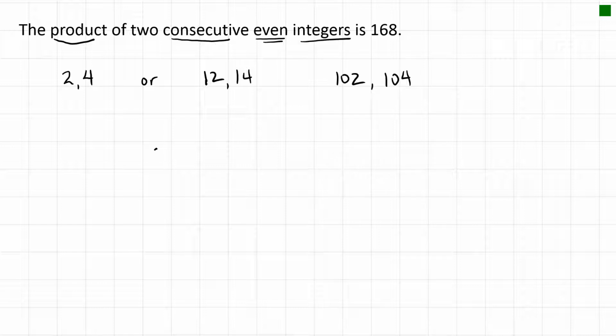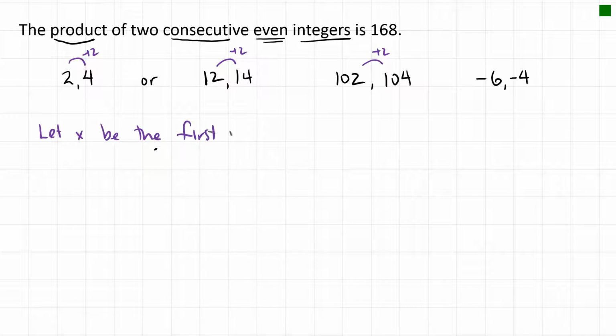Now remember, integers can be negative, so -6 and -4 would be 2 consecutive integers. Notice in each case, going from one to the next, you're adding 2. So that means I'm going to set up my variables. Let x be the first integer, and that means x plus 2 will be the second one.